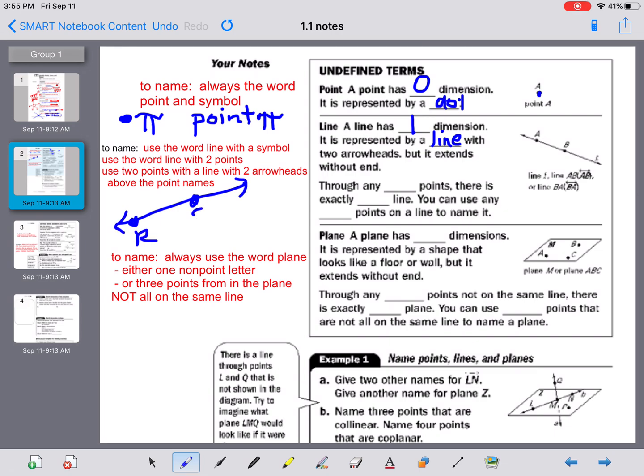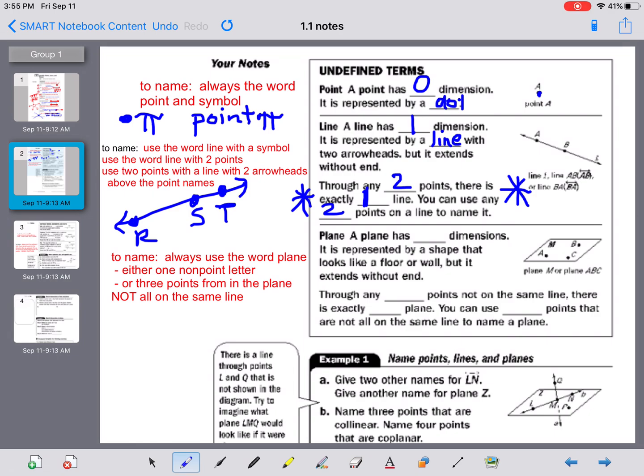I'm going to throw one more point on here just to kind of prove a point. All right, here's a rule, and this rule is super, super important. Through any 2 points, there's exactly 1 line, and you can use any 2 points on the line to name it. Okay, it does not matter where your 2 points are. If you have 2 points, you can join them with a line.